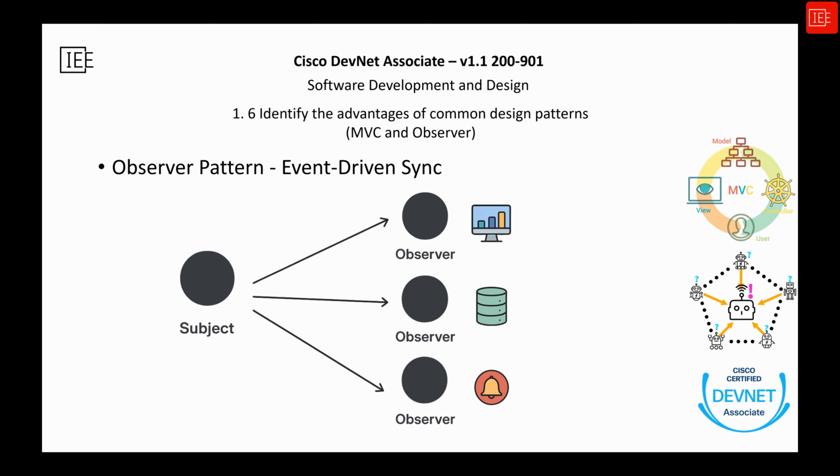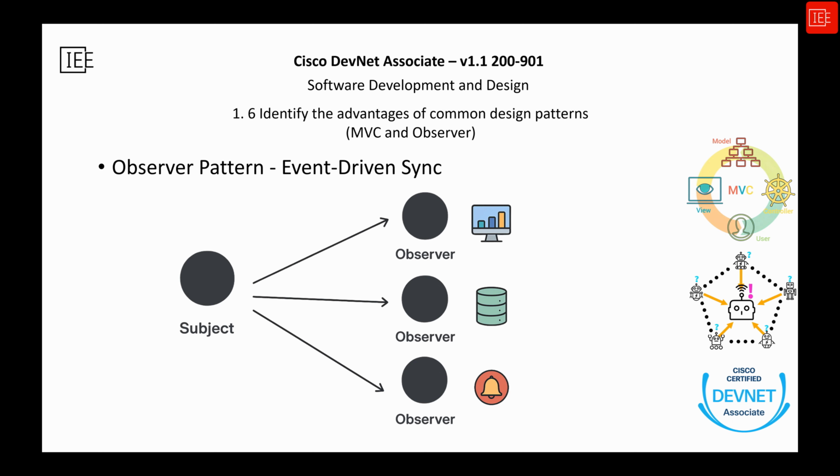So how does it work? The observer pattern is very simple. It only has two main components, the subject and the observer. The subject is the object being watched, and it maintains a list of observers that want to be notified when its state changes. It has methods like register to add observers, remove to detach them, and notify to update them whenever something changes.